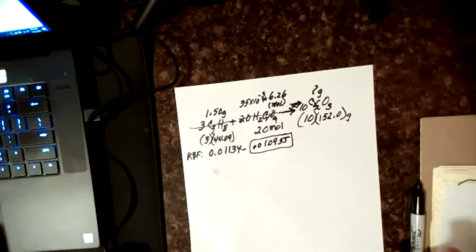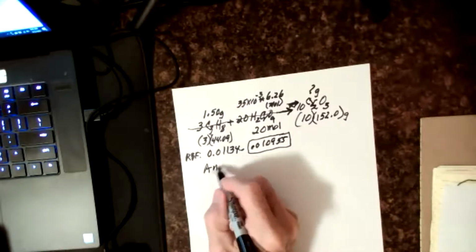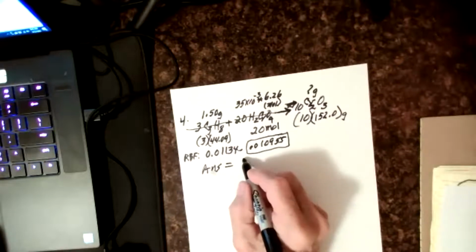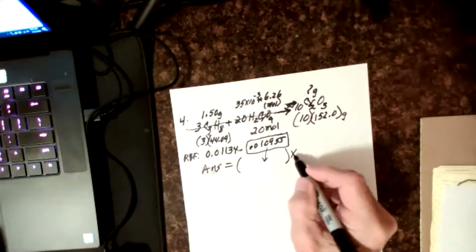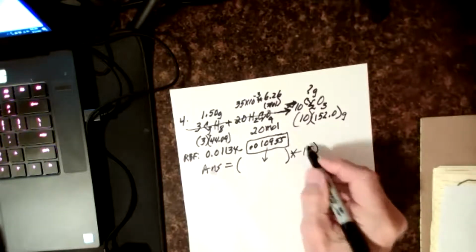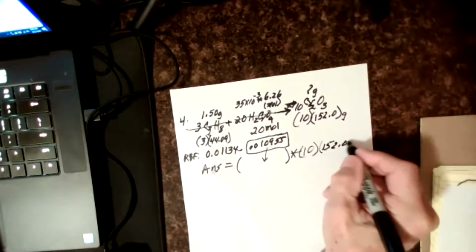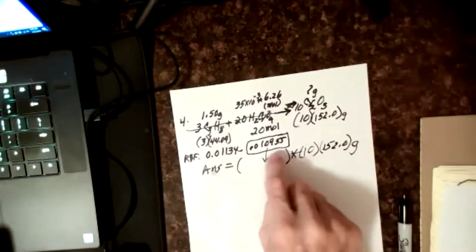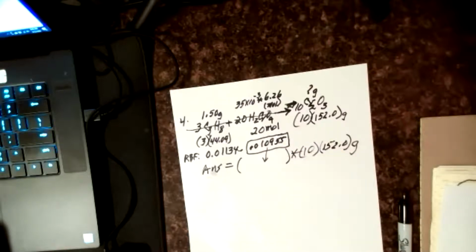Now my answer is going to be this rebalancing factor multiplied by 10 and multiplied by 152, and it'll be in grams of the chromium-3 oxide. It turns out that I've still got that number on my screen, so all I've got to do is just say times 10 times 152.